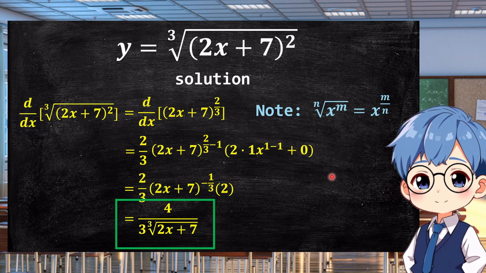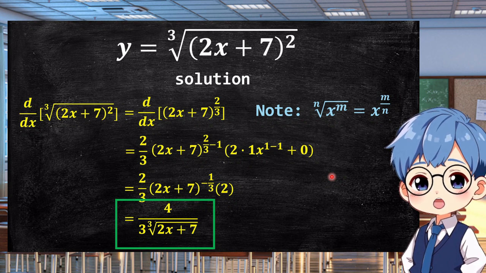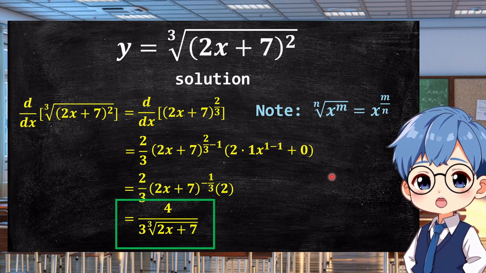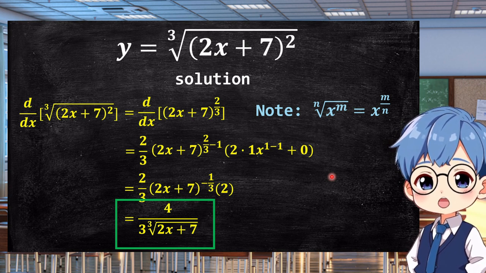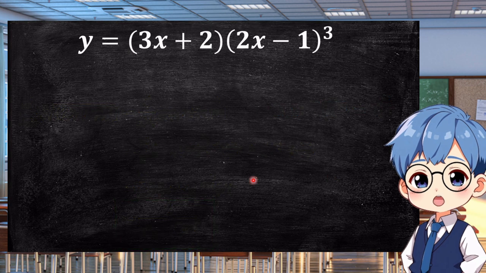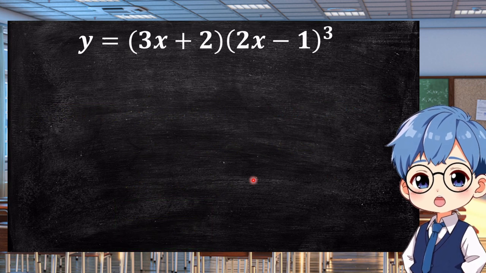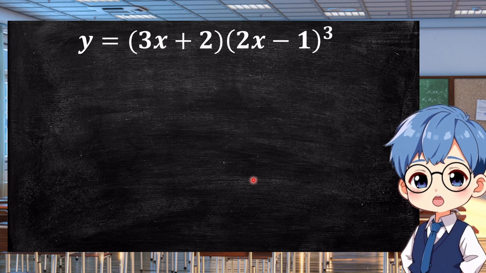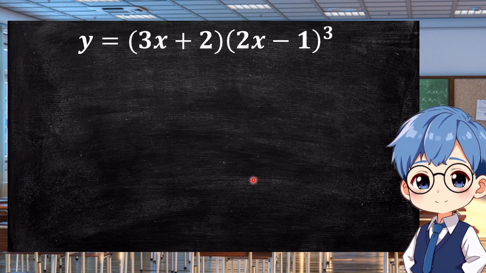Now that you've got the basics, let's go through a few more examples by combining chain rule with product rule and quotient rule. Let's have example number 3. So for example number 3, we have the given quantity of 3x plus 2 times the quantity of 2x minus 1 cubed.